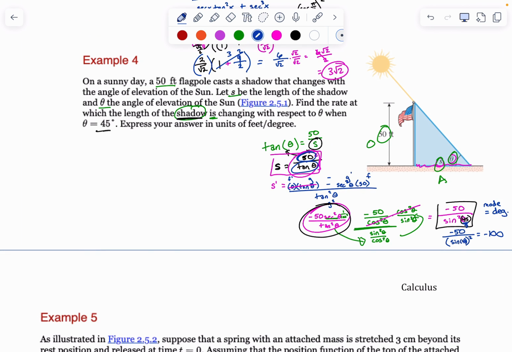Find the rate at which the shadow is changing in feet per degree. So it is changing 100 feet per degree for the shadow. That's a lot of feet. How can that be negative? Because the shadow is getting shorter instead of getting longer. Yeah, the shadow is getting shorter.